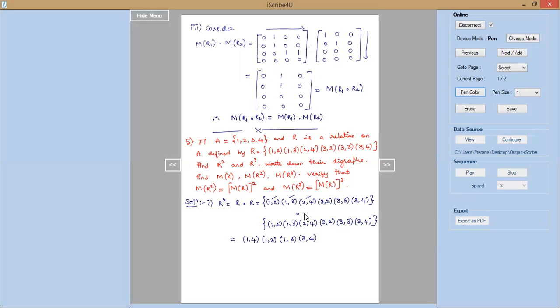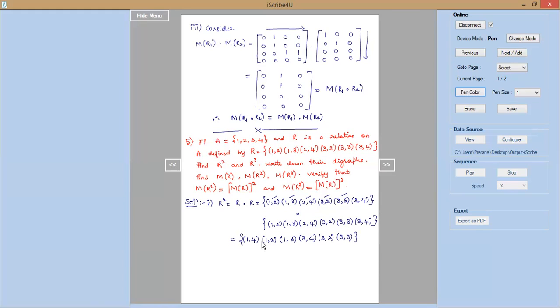Then we have (3,2). There are no more elements starting with 2, so (3,2) work is over. Then we have (3,3) composition (3,2), which gives (3,2). And (3,3) composition (3,3) gives (3,3) for us. Then (3,3) composition (3,4) gives us (3,4), which is already written here. So (3,3) work is over. Next we have (3,4), and there are no elements starting with 4. So we have this as our answer for R square.